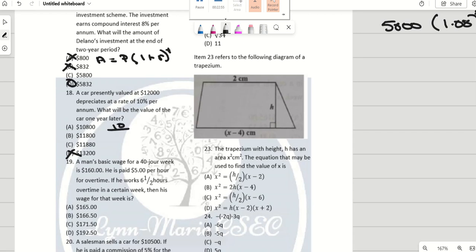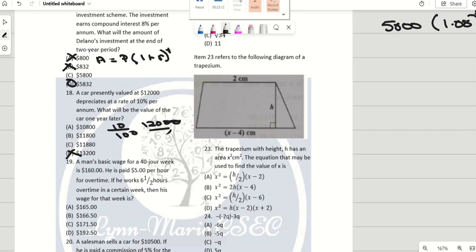So let's find 10%. 10 over 100 multiplied by 12000. Cross out this and then you cross out the 2 zeros. So you know that's supposed to be 10 over 100, not 10 over 1,000.